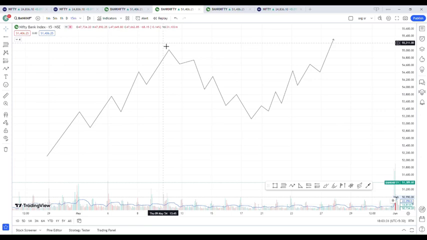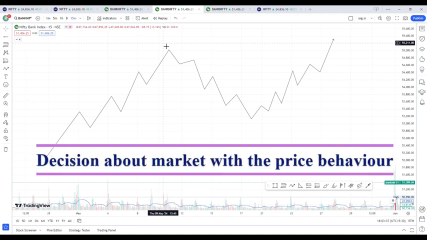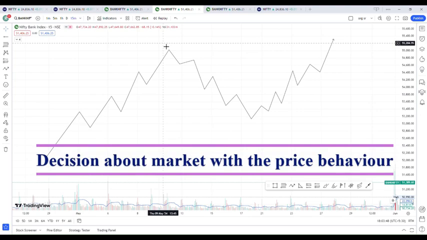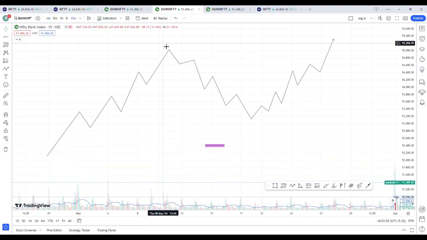Whenever the market is in some kind of course, what does it generally do? Whenever we are new in the market, we should get a clear picture about the direction of the market.